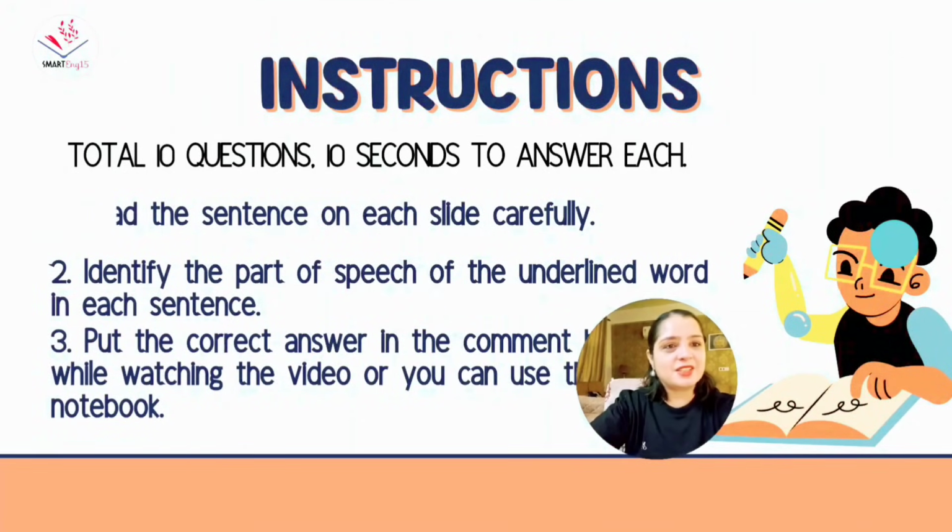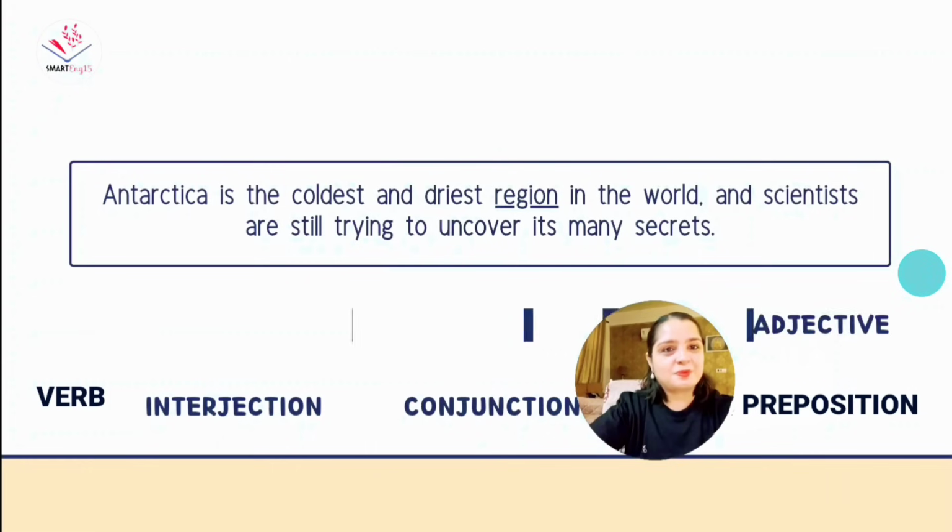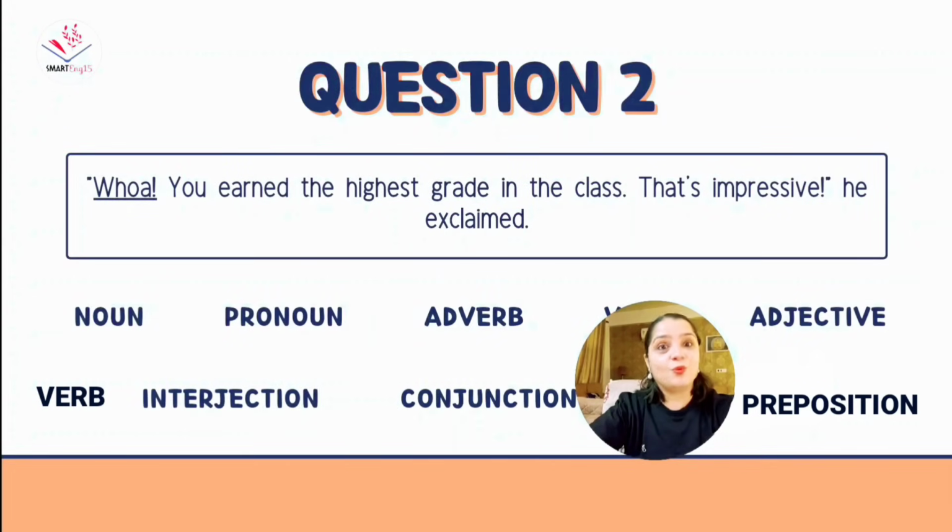So here is the first sentence for you. You have to guess the parts of speech for the underlined word here and let me help you. So I believe it denotes place. Yes, you guessed it right. It is a noun. The next sentence, whoa. So I believe it's some expression of surprise. So which part of speech is used when we use some surprising words? You guessed it right. It is an interjection.